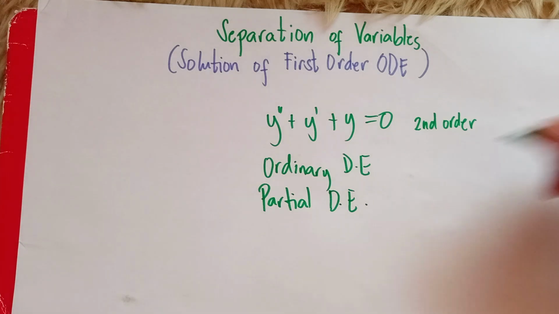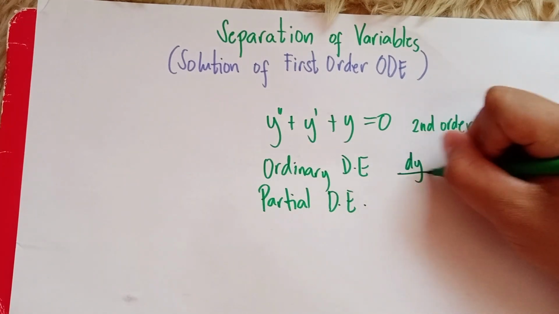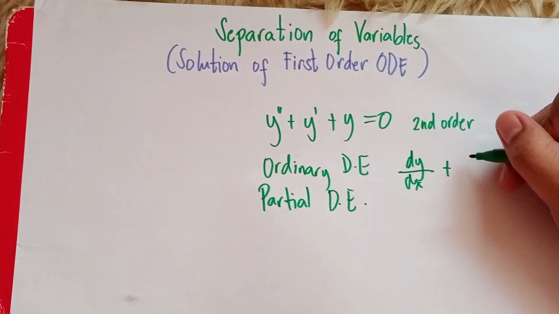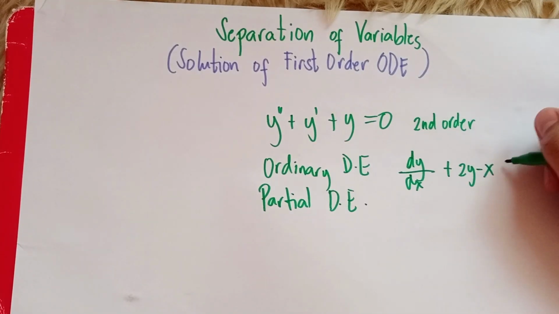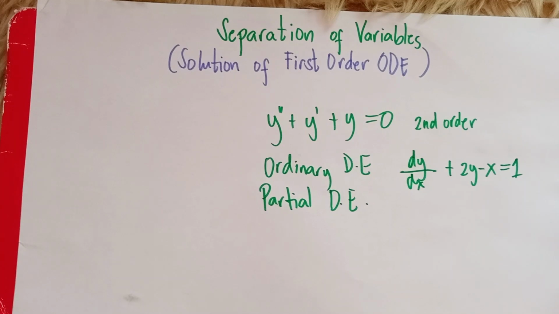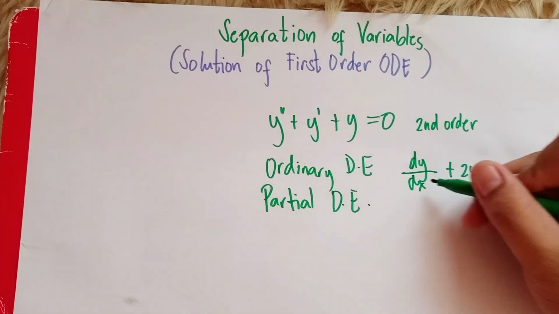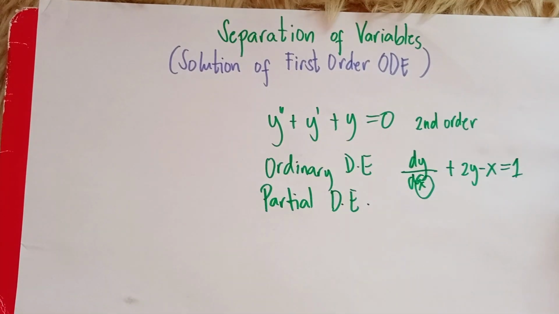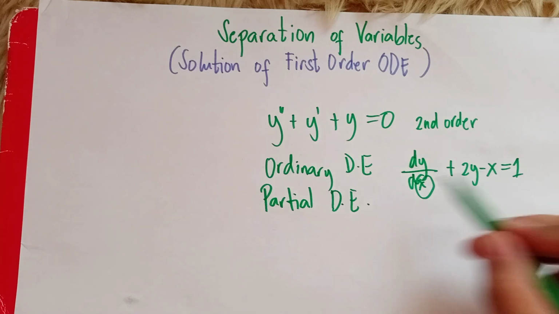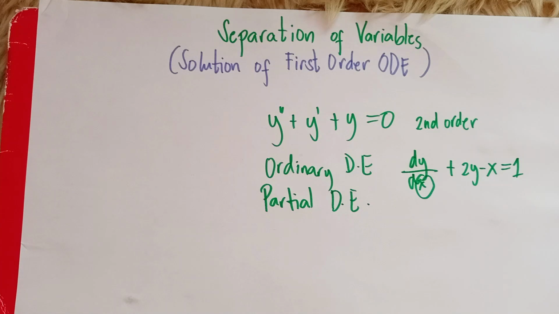Say for instance mga boss, we have an example here, dy divided by dx plus 2y minus x equals 1. So, in this particular example, we have an independent variable x. So, we have one independent variable x. So, this is what we call the ordinary differential equation. So, it contains only one independent variable.